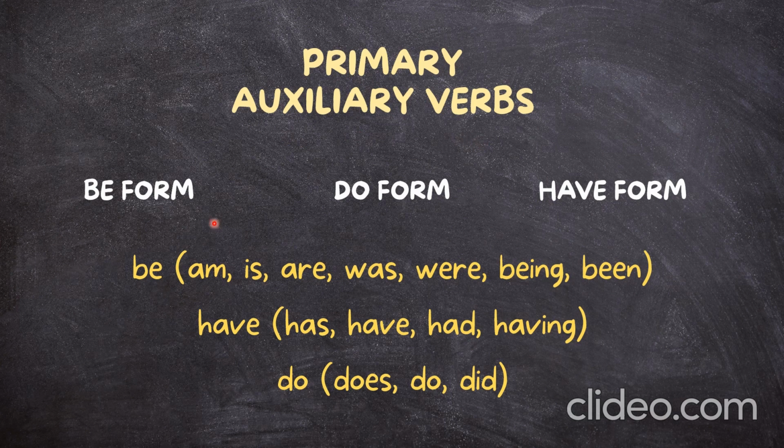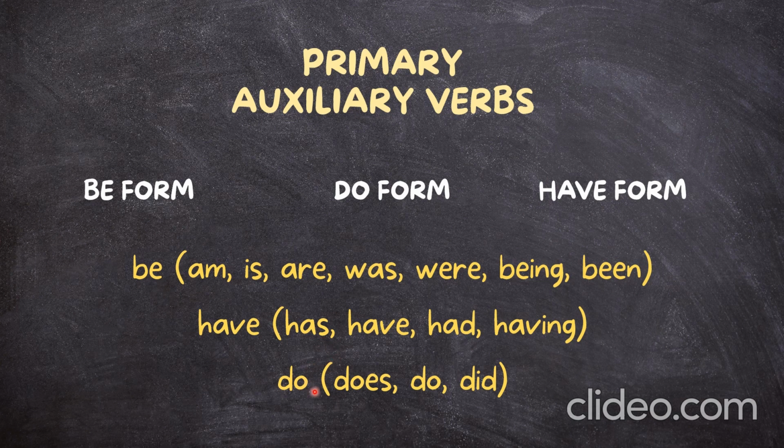Primary auxiliary verbs are be form, do form, and have form. Be form verbs are am, is, are, was, were, being, been. Be forms are used to form the continuous tense and the passive voice. Example: She is walking, which is present continuous. Have forms are has, have, and had. They are used to form perfect tenses, the present perfect tense or past perfect tense. Examples: They have finished their homework, they have eaten, she had gone.